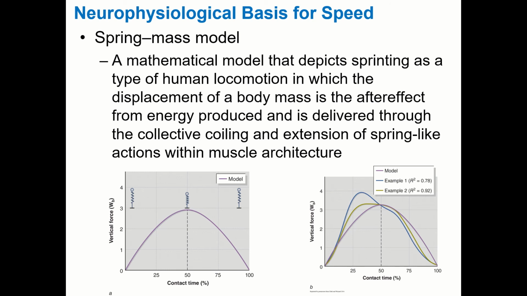Next is the spring mass model, which also describes the elasticity of the tissue. What we've got here is a stride. This is the ground contact part of the stride, let's say when the right foot is in contact with the ground. Let's go with the gastroc and soleus, so we're going to go with the calf muscles.